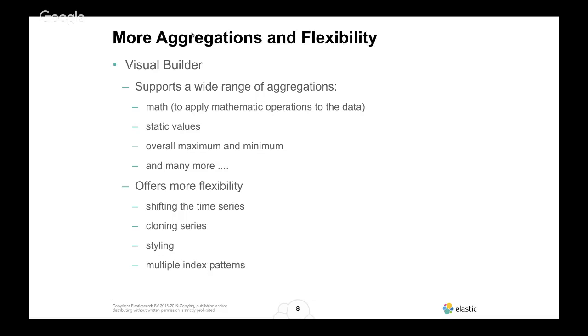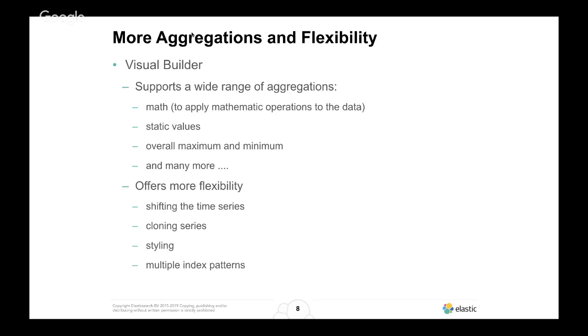You have overall maximum, minimum. There's pipeline aggregations that you can work with, static values that you can layer on top of your visualization. You have a lot more flexibility. Your time series can be shifted within the aggregation, within the visualization itself. You can then take series that you've already built, you can clone them to make easy fixes. You can change the styling very easily with the markdown tooling.